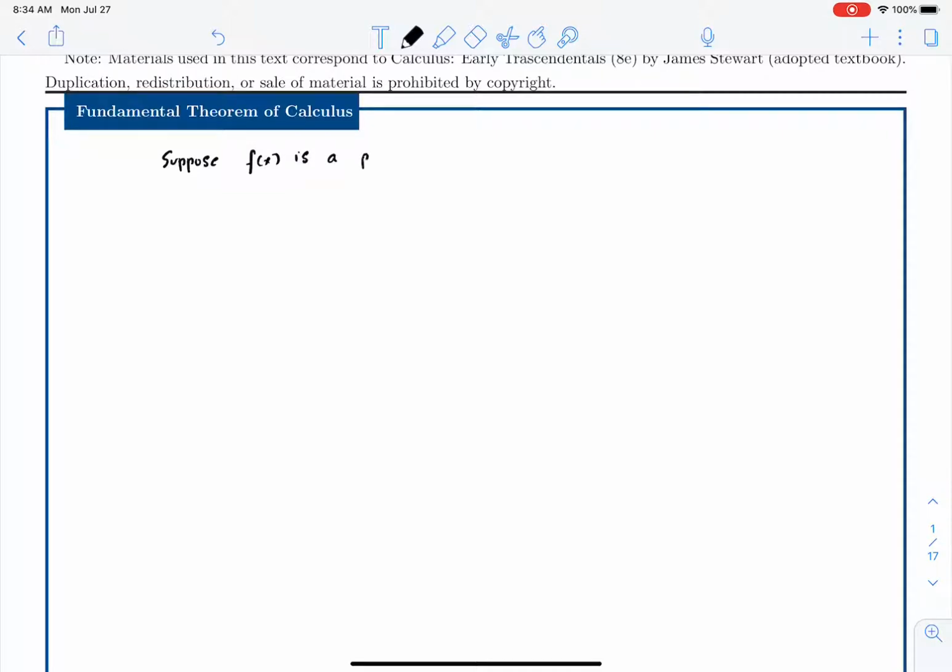f of x is a positive function, and by positive function I mean f of x is greater than 0 for a less than x less than or equal to b on some interval. Then we know the integral a to b f of x dx is the area under the curve.